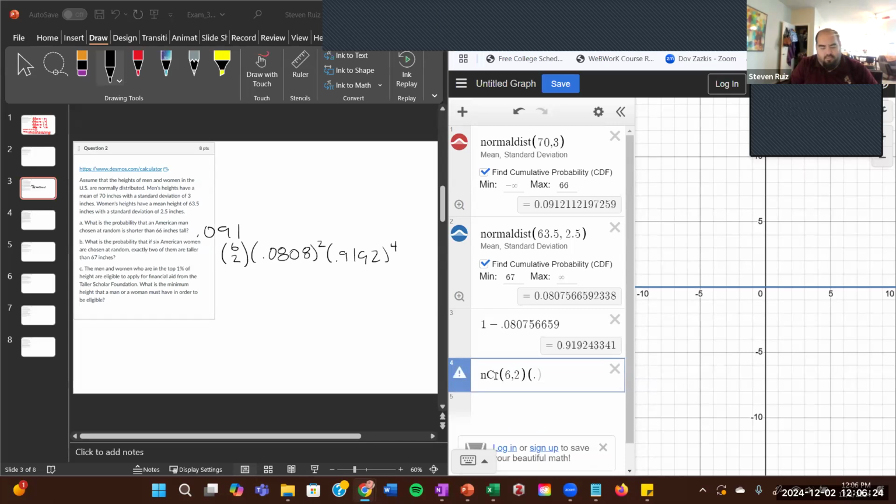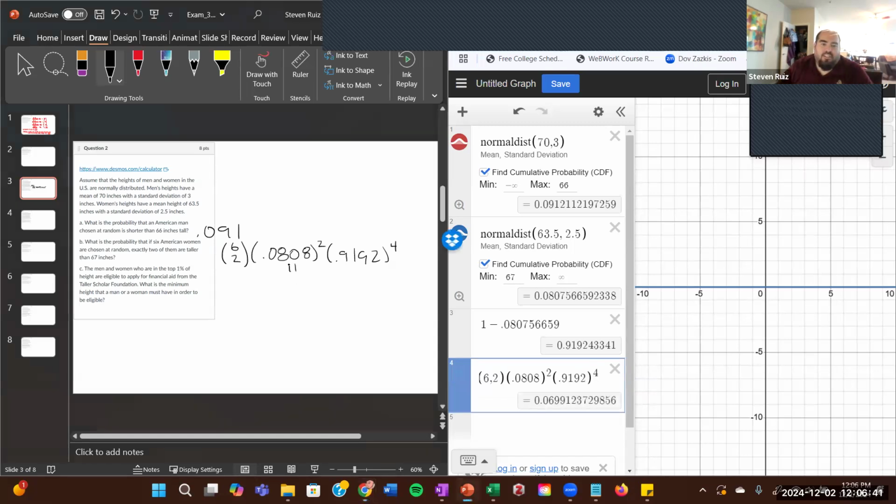times 0.0808 raised to the power of 2 times 0.9192 raised to the power of 4. All right. So my percentage there, or my probability there, is approximately 0.0699.